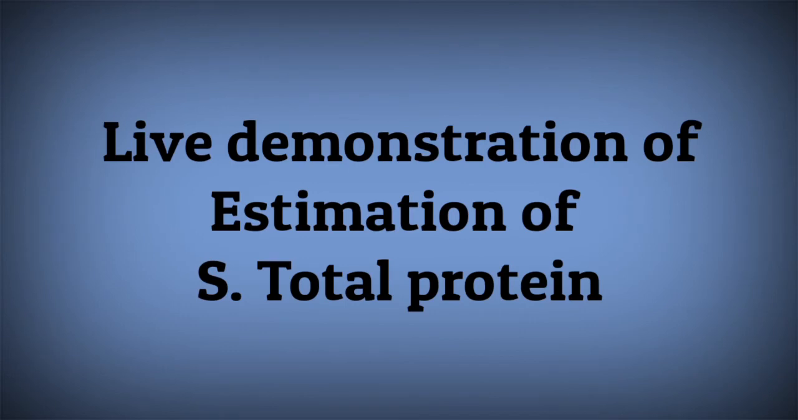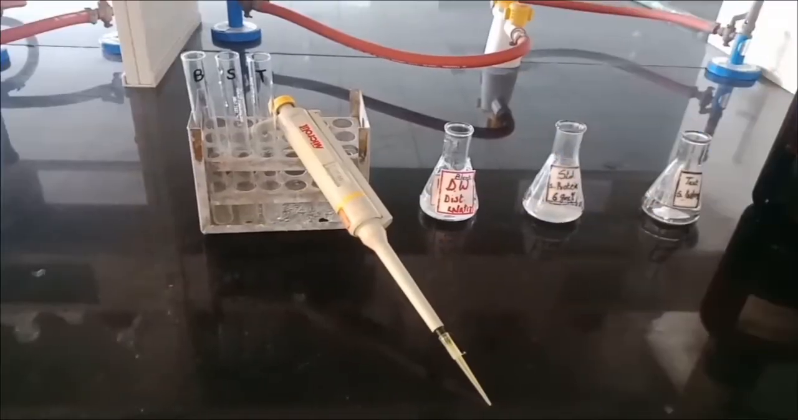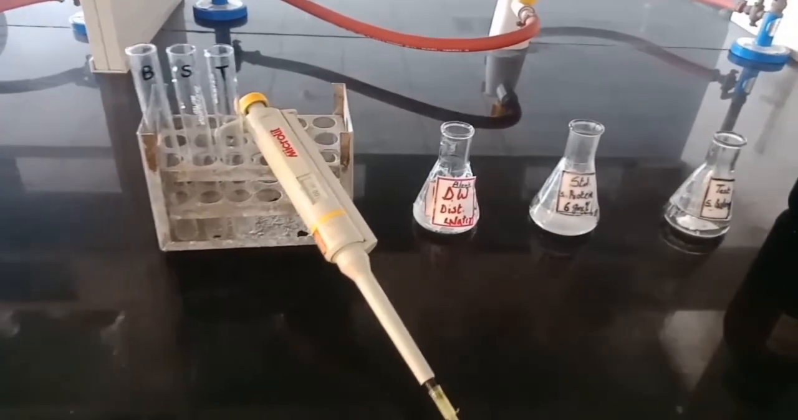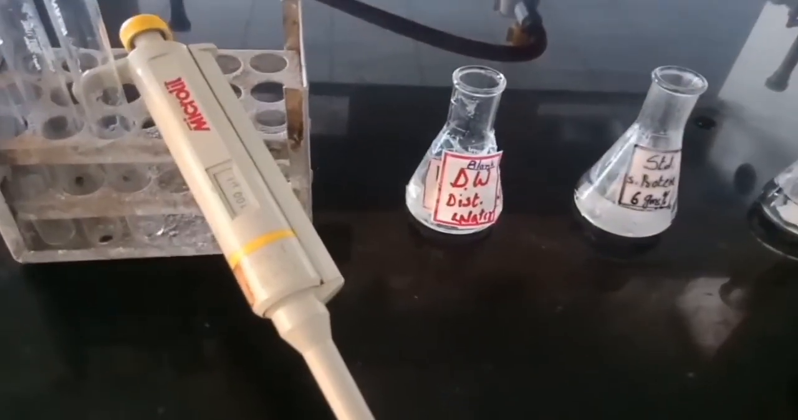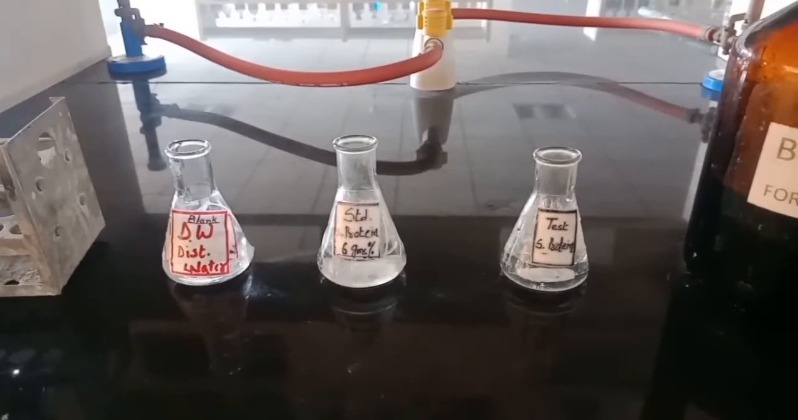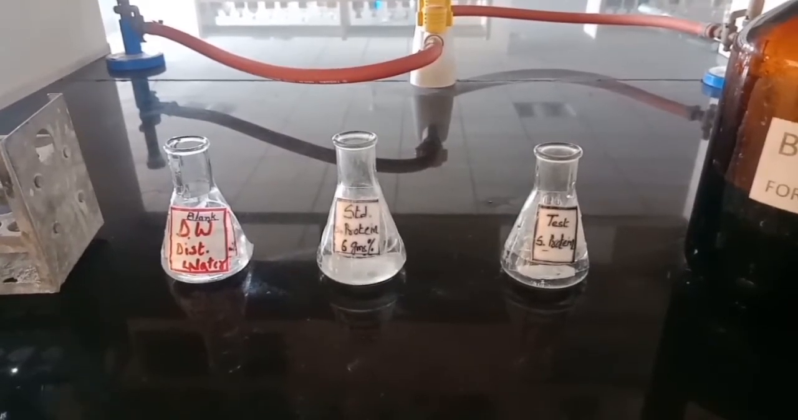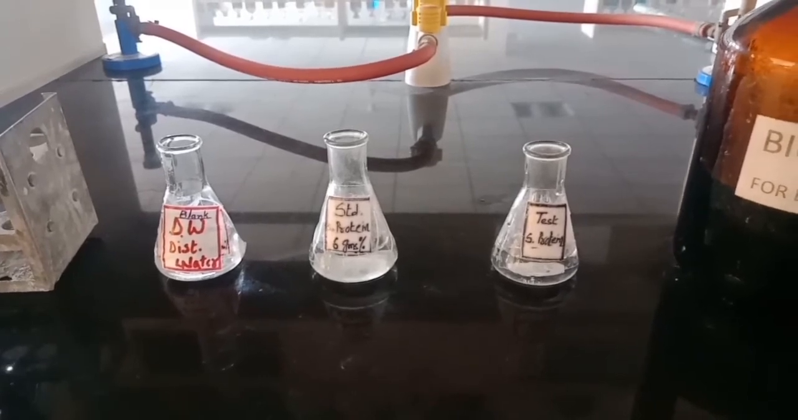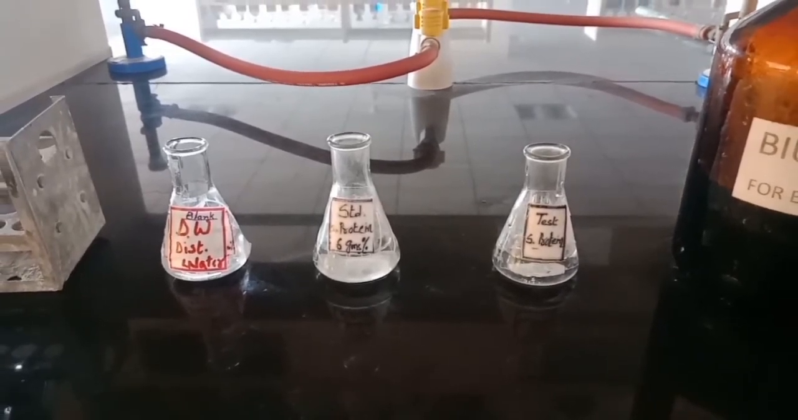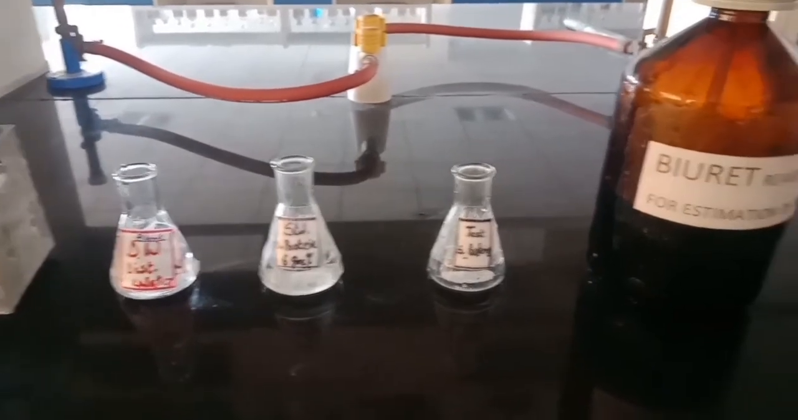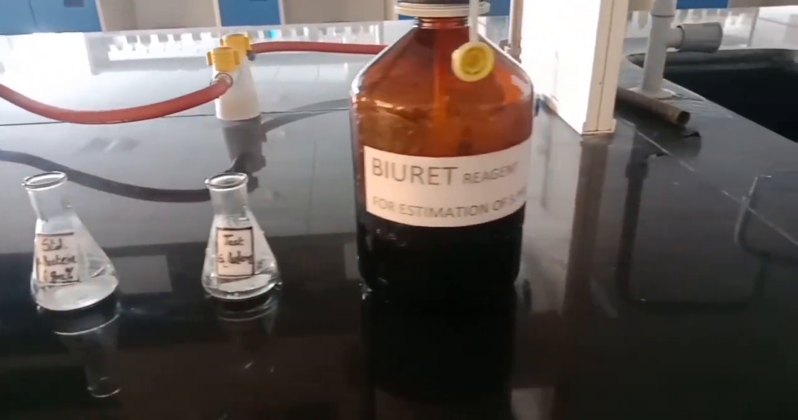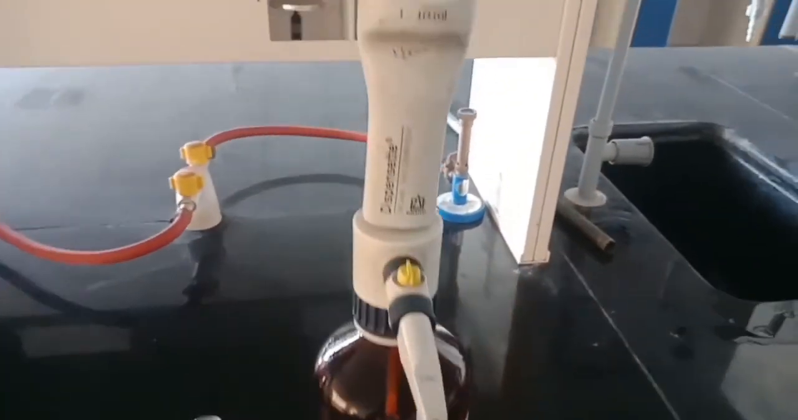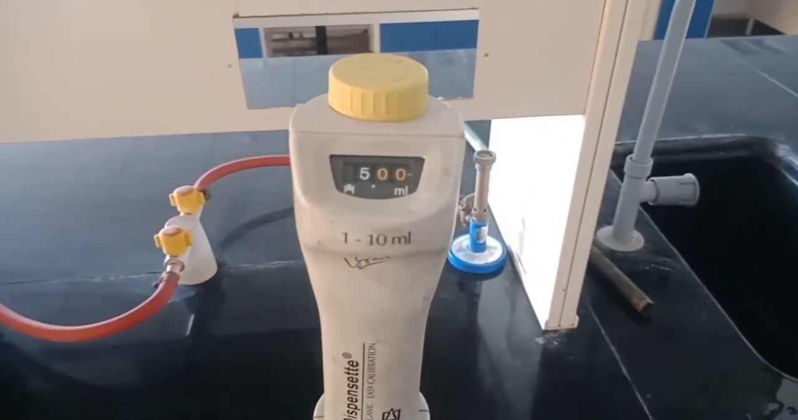Now we'll see the live demonstration of serum total protein estimation. For this, we require 3 test tubes, a 100 microliter micropipette, distilled water, standard solution of total protein which is 6 gram per deciliter, unknown test solution, and biuret reagent that is 5 ml. As we are doing the biuret method for serum total protein estimation.